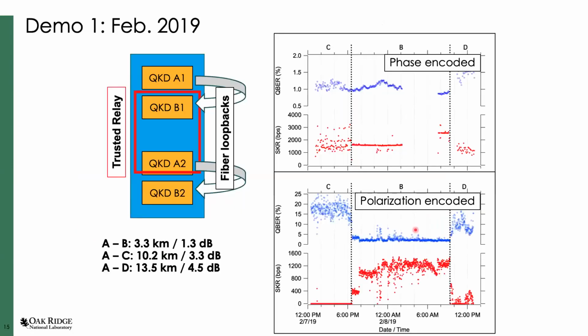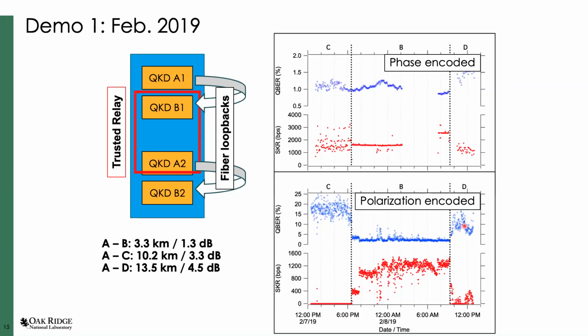So this is what it kind of looks like logically over here. And then this is what the data looks like. We can see that we have the quantum bit error rate, which is a measure of the quality, and we have the generated secret key rate. You can see that it's really noisy here early on, and it kind of calms down, and it gets really noisy again for both of the systems. And for the two systems, we used different encoding approaches over this fiber infrastructure.